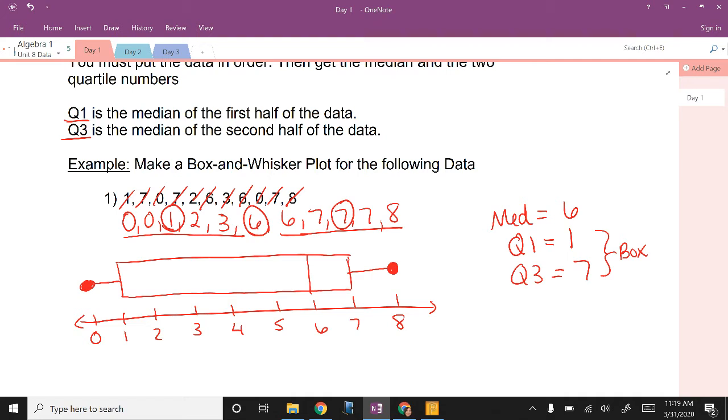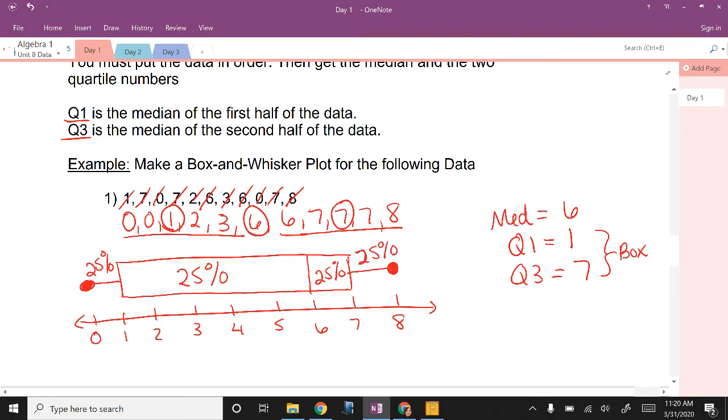We said that 6 is the median of all the data, and that's how we see that line in the middle. Now, a box and whisker plot is also broken into what we call quartiles. So a quartile just means that 25% of your data, a fourth of your data, happens between 0 and 1. A fourth of my data happens between 1 and 6. A fourth of my data happens between 6 and 7. And a fourth of my data happens between 7 and 8.